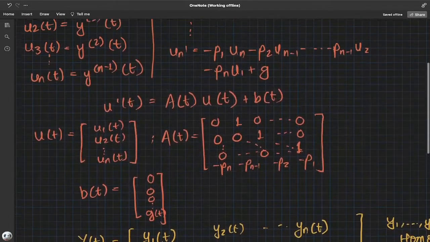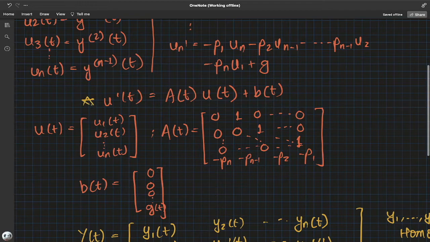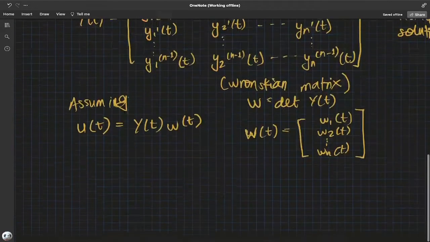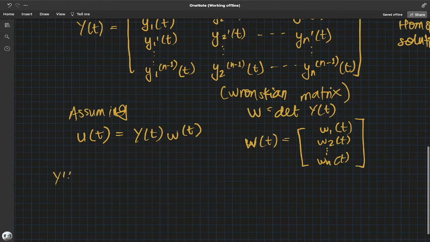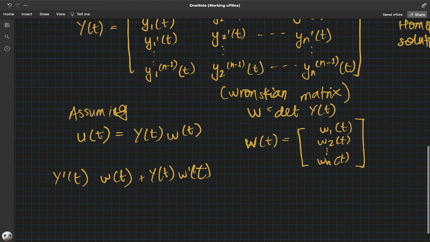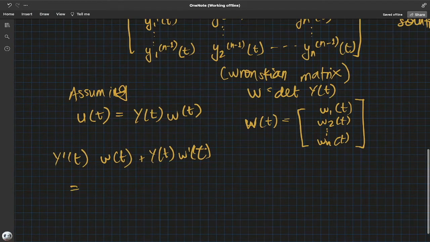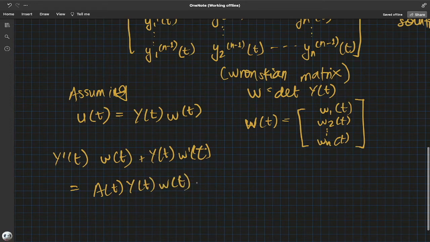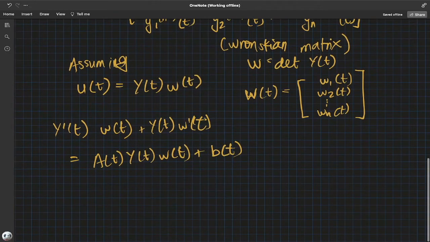Now, we can sort of plug this into this equation. So u prime, just use the product rule here. Y prime of t times w of t plus Y of t, w prime of t is equal to A of t acting on u of t, where u of t is now Y of t w of t plus the lone factor b of t.